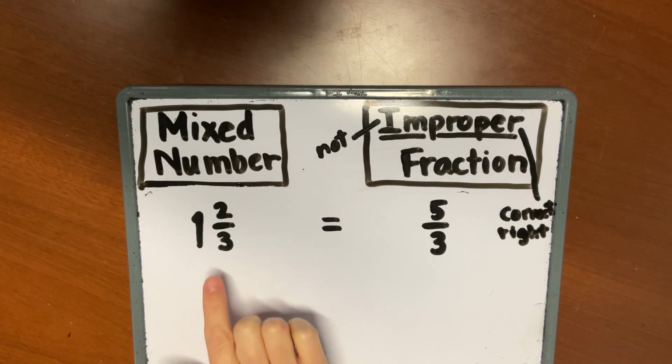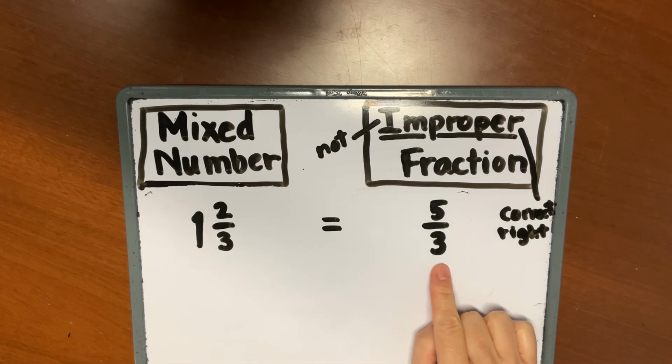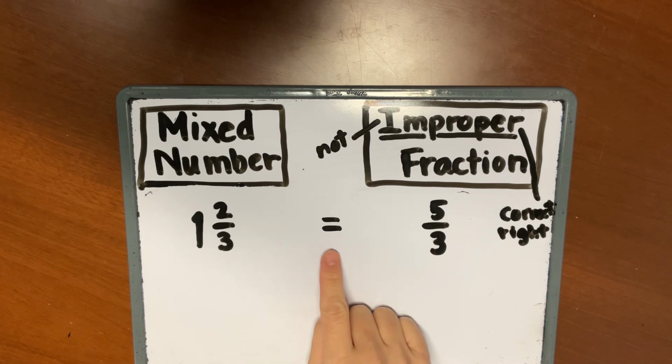Today we're going to look at the mixed number 1 and 2/3 and the improper fraction 5/3. These are equal, they are the same. Today we have to prove it.